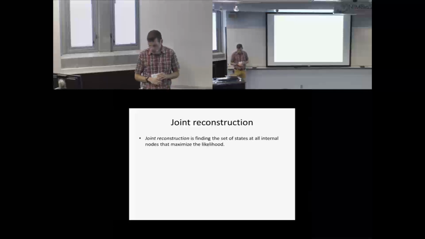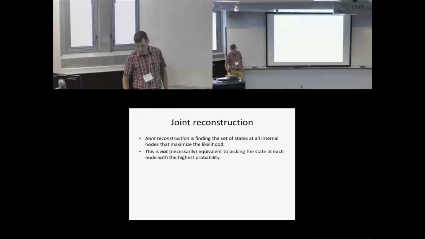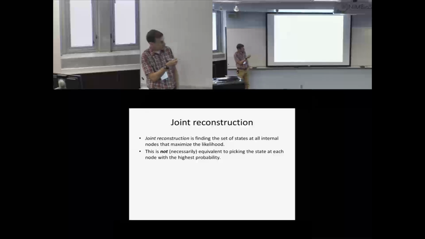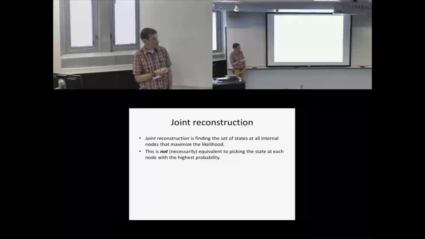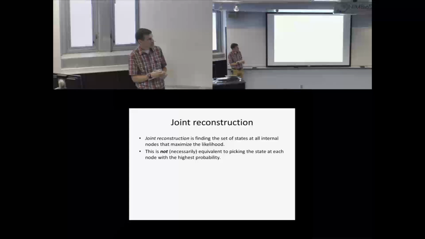And I mentioned already that joint reconstruction is simply finding the set of states at all internal nodes to maximize the likelihood. And this is not necessarily equivalent to, say, going to the previous tree and picking the state at each node with the highest probability. Okay, that isn't guaranteed. It may often result in the same set of states, but it's not guaranteed from a theoretical perspective to yield the same set of states.